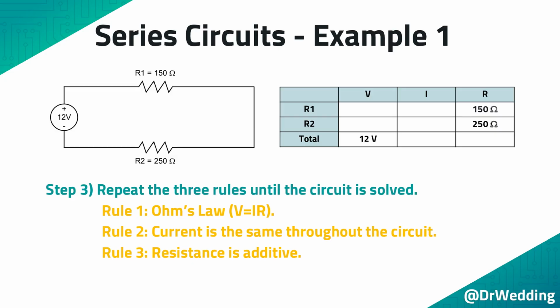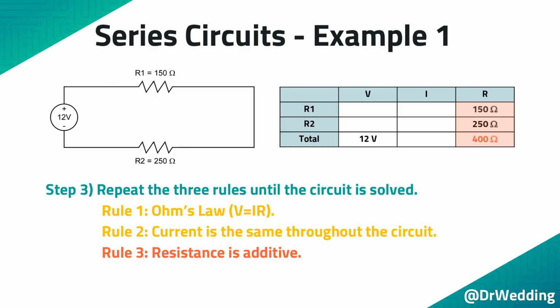The 3 rules are: 1. Ohm's law. 2. Current is the same throughout the circuit. 3. Resistance is additive. Start at Rule 1. In this chart, Ohm's law applies to each row, but this does not help you because you do not have 2 values in any row. Advance to Rule 2. This rule does not help you because you do not know any of the currents. So you advance to Rule 3.